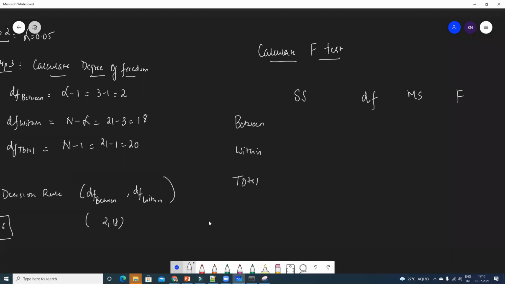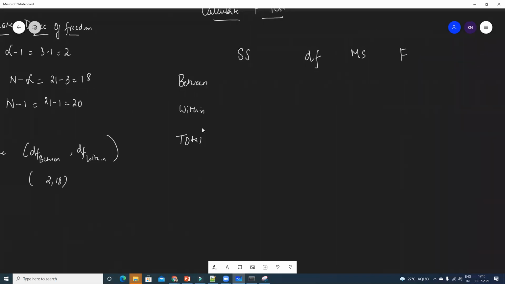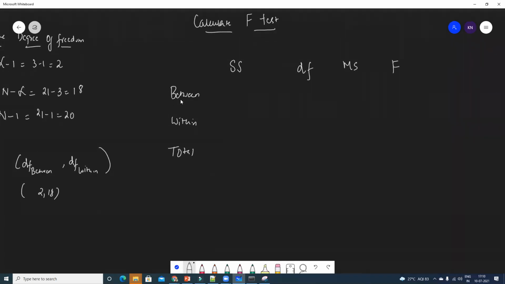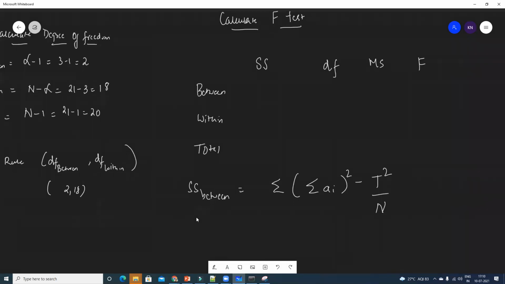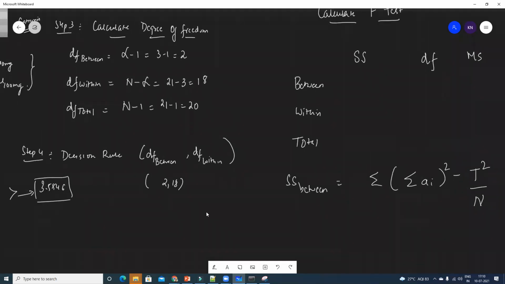Now let's see how we compute the sum of square. First, sum of square between we'll try to compute. Sum of square between is basically given by the formula summation of Ai whole square minus T square divided by N. Don't worry, I'll talk about it, okay? Now let's go to the Ai square. What is this summation of Ai?